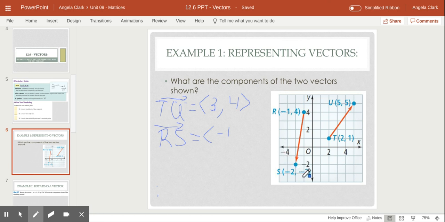And then here we get -2 minus 4, which is -6, which makes sense, right? Because it's going down. So down is the negative y direction, so that's -6. So that's going to be -6 and angle bracket. So this would be our component form for RS, right? We're going down and to the left, so they're both negative. This is up and to the right, so they're both positive. So that's going to be important.